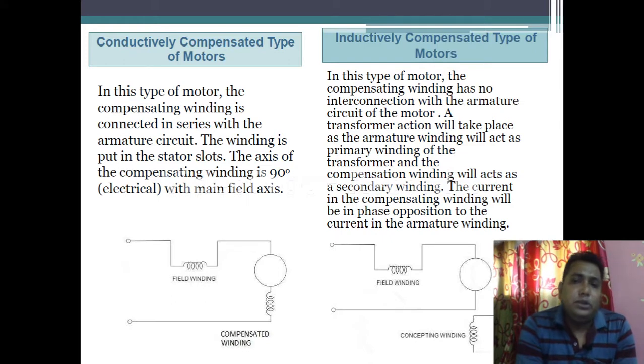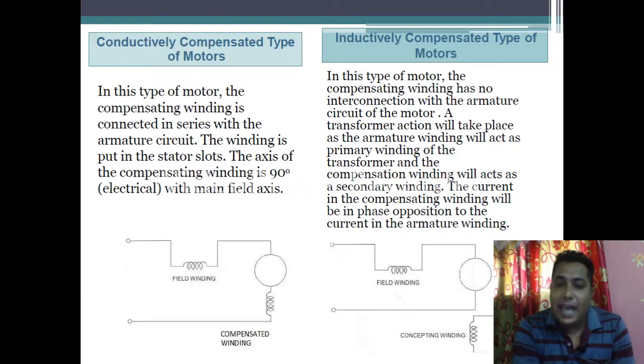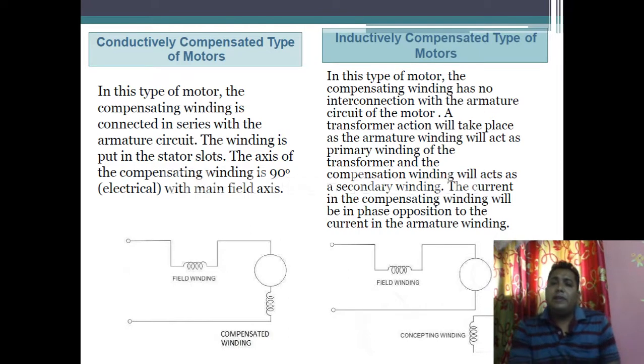In this type of motor, the compensated winding has no interconnection with the armature circuit of the motor. A transformer action will take place as the armature winding will act as the primary winding of the transformer, and the compensated winding will act as a secondary winding. The current in the compensated winding will be in phase opposition to the current in the armature winding. Okay, so a transformer action will take place in this case, because both windings are not connected by electrical means, they are connected by magnetic field.